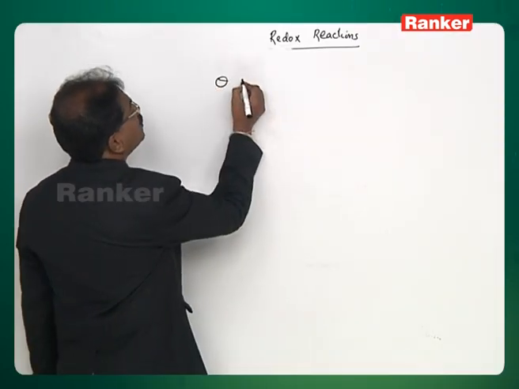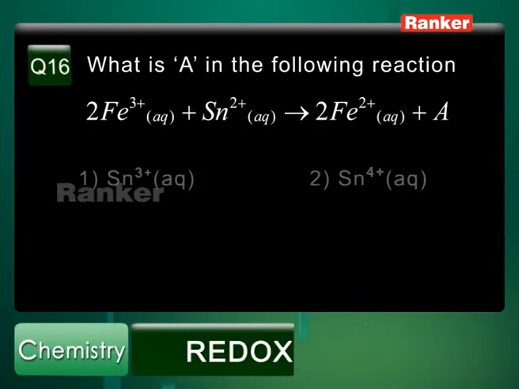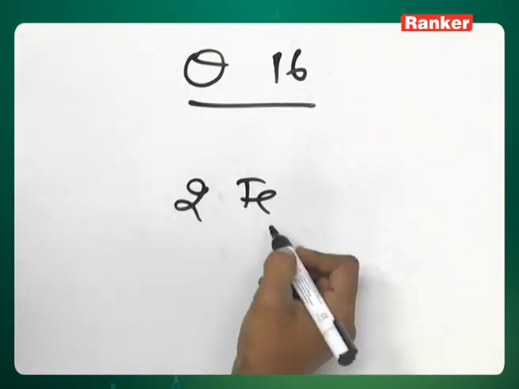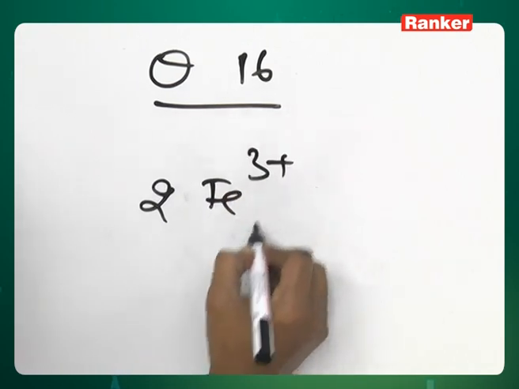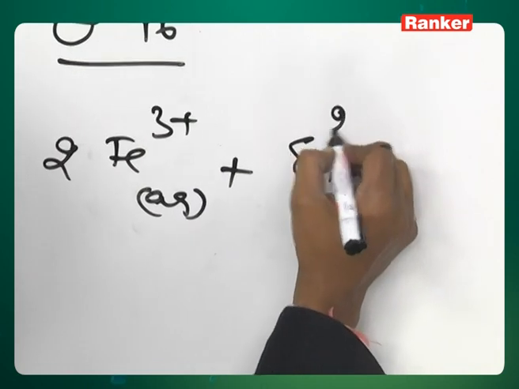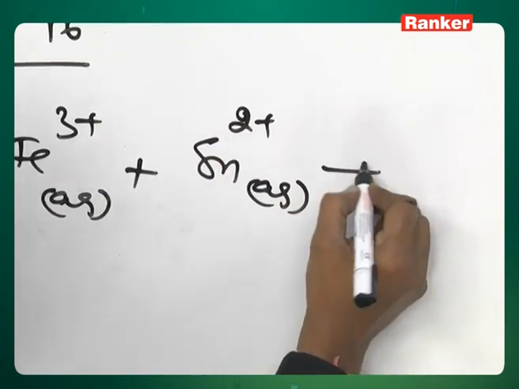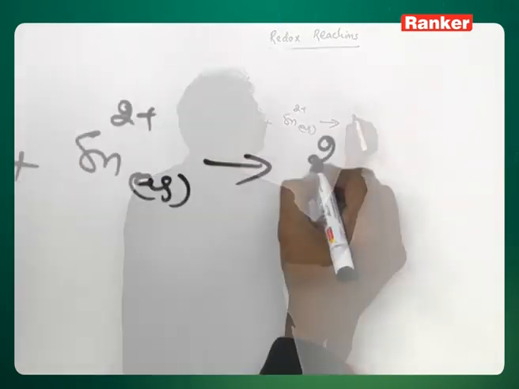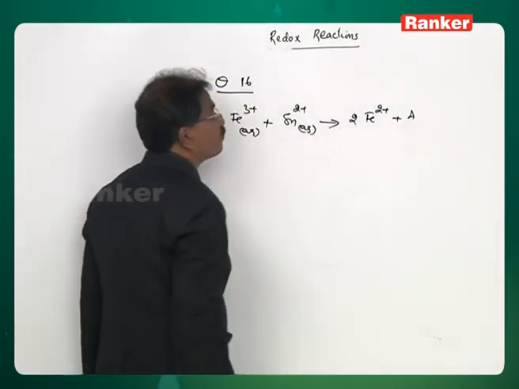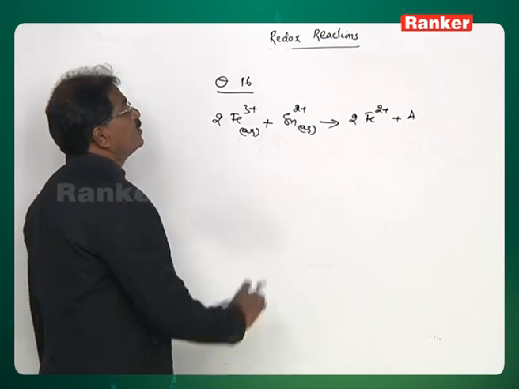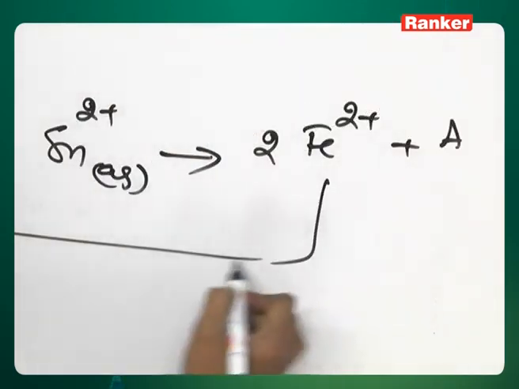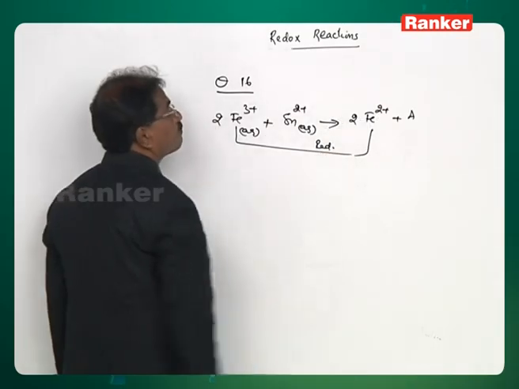Question number 16. What is A in the following reaction? The reaction given is 2Fe3 plus in aqueous medium, next Sn2 plus in aqueous medium, gives this. See here, this ferric has undergone reduction into ferrous. Therefore, this is a reduction reaction.